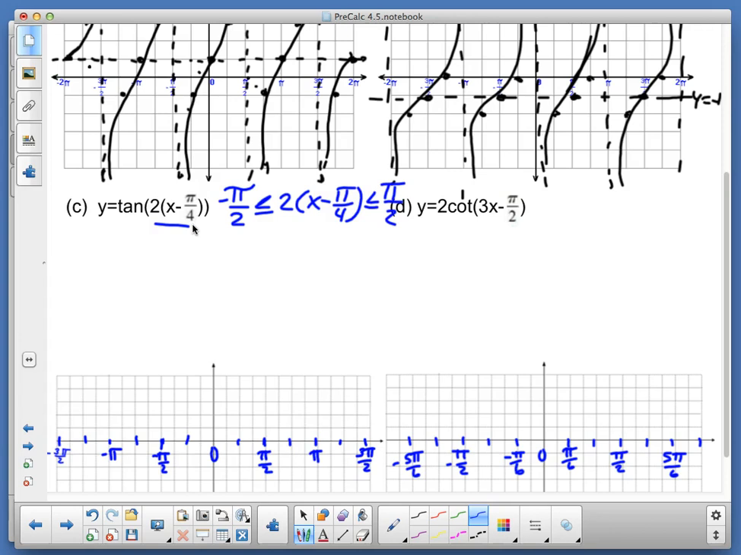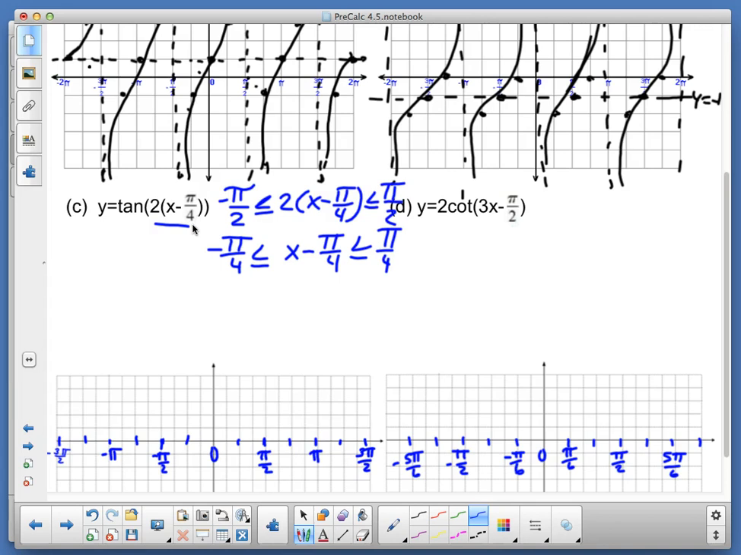First of all, their period is pi. Okay? Tangent is from negative pi over 2 to pi over 2, the first one. And as we define it later when we talk about inverses, you're going to see why as well. So I'm going to divide by 2. It's multiplying by half. So I got negative pi over 4 is less than or equal to x minus pi over 4 less than or equal to pi over 4. You okay with what I did? I just multiplied by a half all the way across.